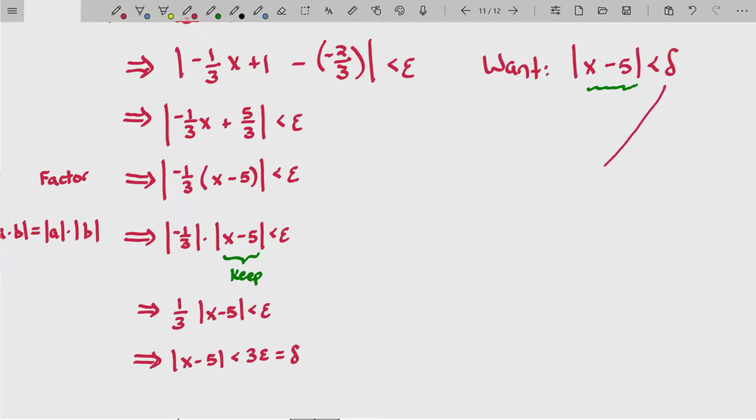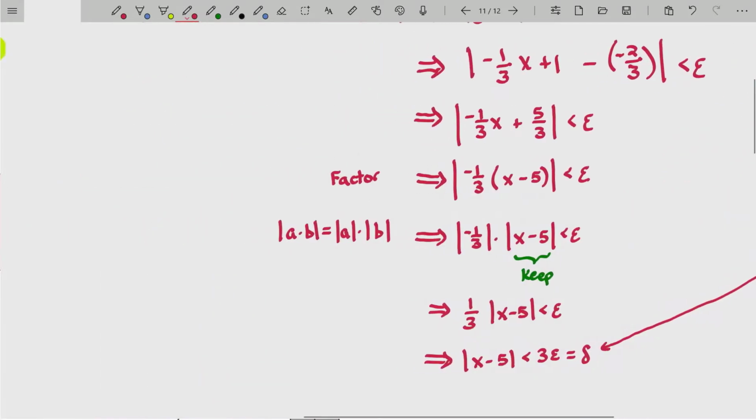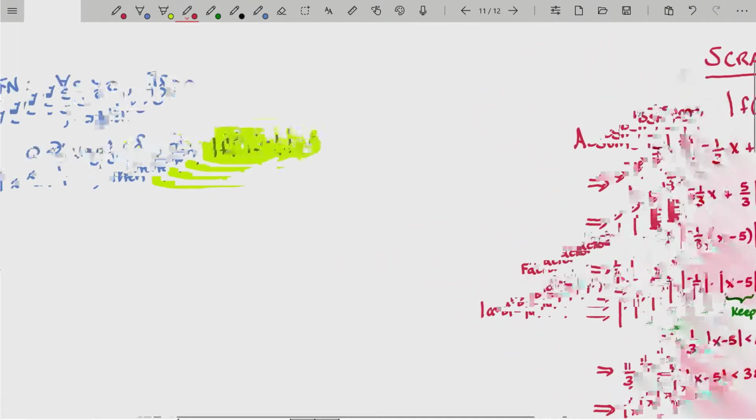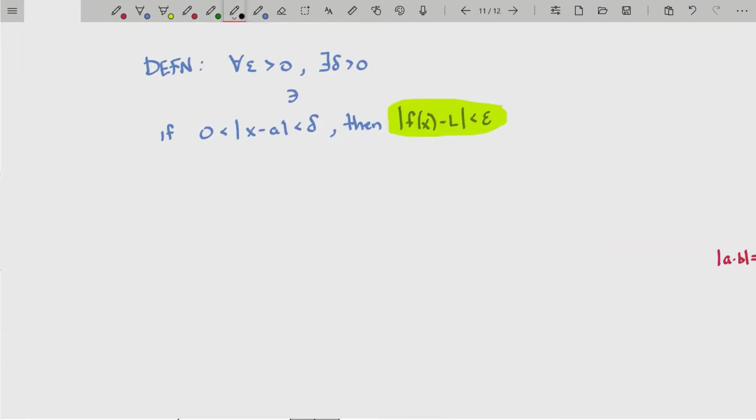Let me go ahead and draw that line there. Now that I know what delta is, because that's the whole goal with this, somebody hands me an epsilon, my job is to find the delta. Now that we found that delta, let's use that delta in the proof. I'll refer back to this scratch work several times, but let's start building the proof only for the world to see.